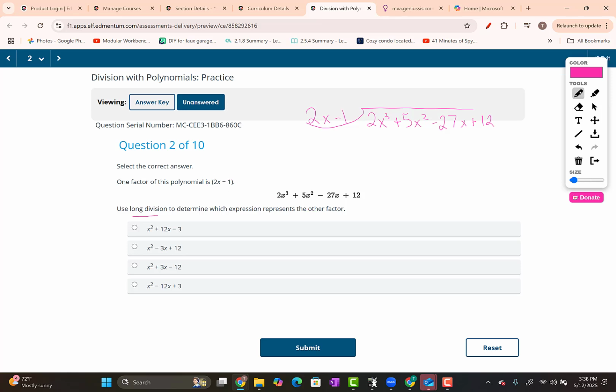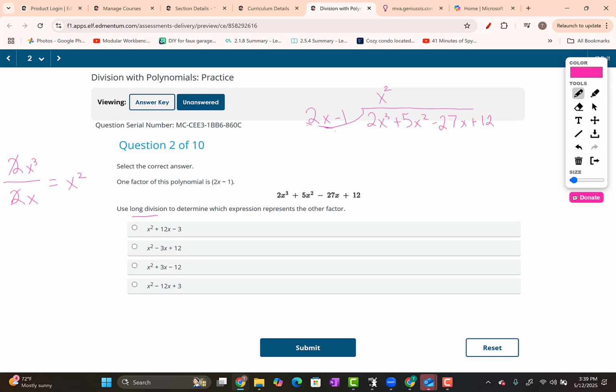So to do long division, we're going to take the first term here, 2x to the third. I'm going to write it off to the side, and we're going to divide it by the first term here, 2x. So what is 2x to the third divided by 2x? Well, 2 divided by 2 is just 1, and x to the third divided by x is x squared. So x squared goes above the 2x to the third.